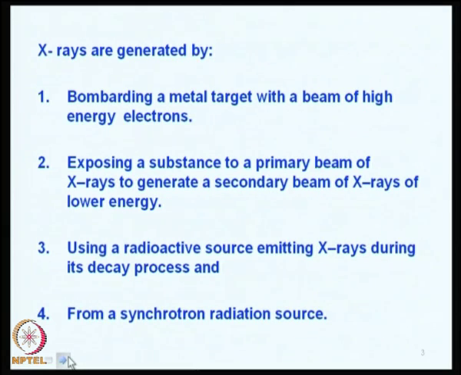You can generate X-rays by bombarding a metal target with a beam of high energy electrons. You can also expose a substance to a primary beam of X-rays to generate a secondary beam of X-rays of lower energy. You can use radioactive sources. Some of the radioactive sources, like curium, continuously emit X-rays during their decay process, and you can also generate X-rays from a synchrotron radiation source.